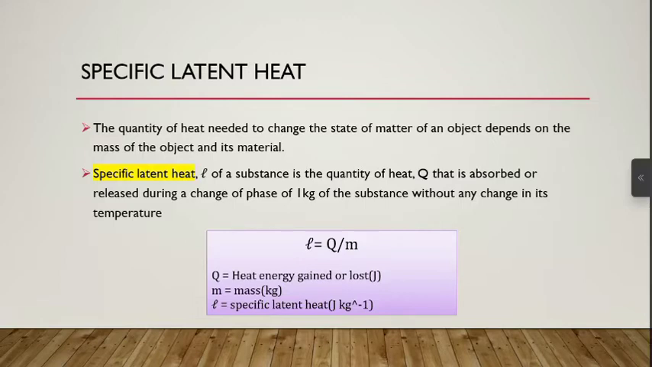So below is the formula to calculate the specific latent heat. L is equal to Q over m. Q here represents the heat energy gained or lost, and the unit used for it is joule, J. And m here is the mass, and the unit for it is kilogram, kg. And L is specific latent heat, and the unit is J per kg.